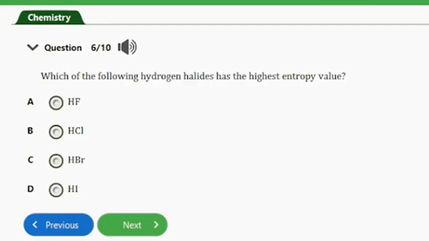That's question number 6. It says here, which of the following hydrogen halides has the highest entropy value? A. Hydrogen fluoride, B. Hydrogen chloride, C. Hydrogen bromide, D. Hydrogen iodide. So guys, the answer to this question here will be option A. Hydrogen fluoride has the highest entropy value because density increased down the group for the halides. So that will be the answer to this question, option A.